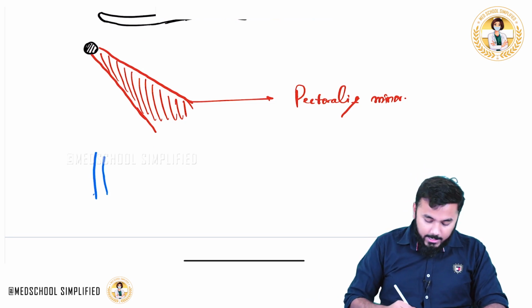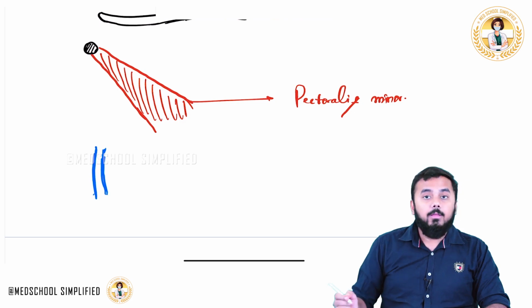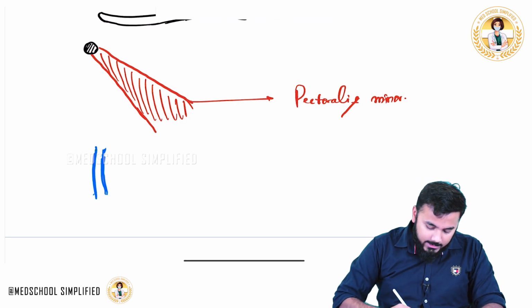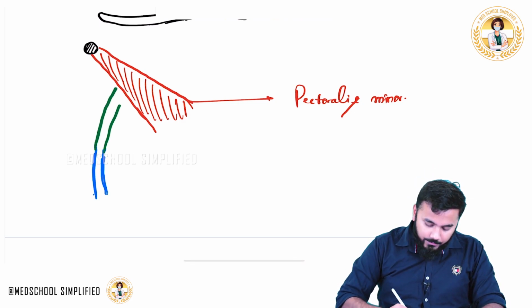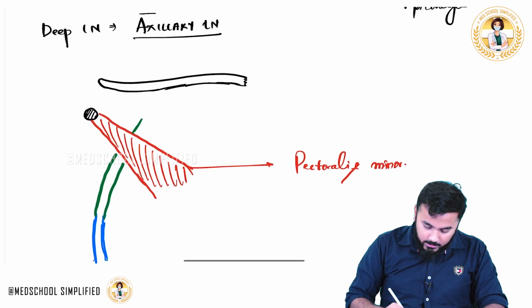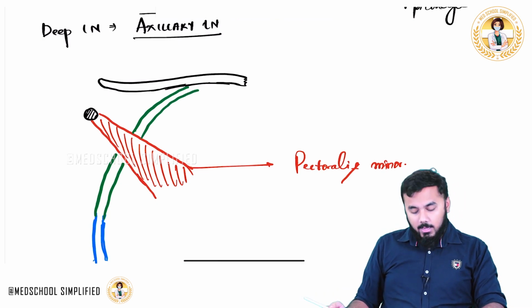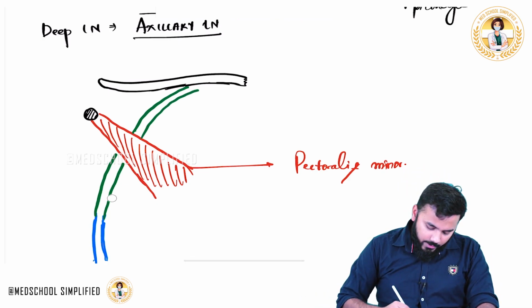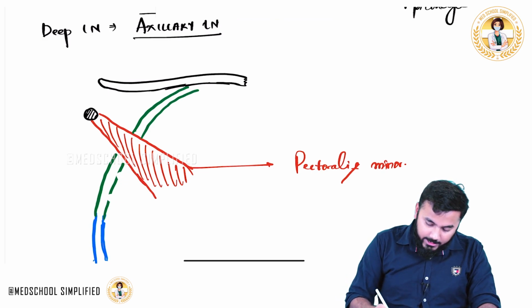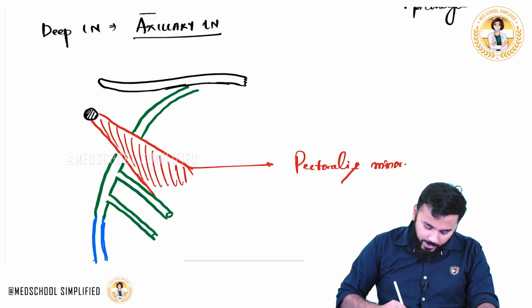What did I tell you in the starting? Basilic vein, all the way it will drain into which vein here? Basilic vein will drain into the axillary vein. Let us say this is the axillary vein. So the axillary vein is passing all the way like this, right? Next important thing is that we have two branches of this axillary vein actually. So this is one branch of the axillary vein and this is another branch.